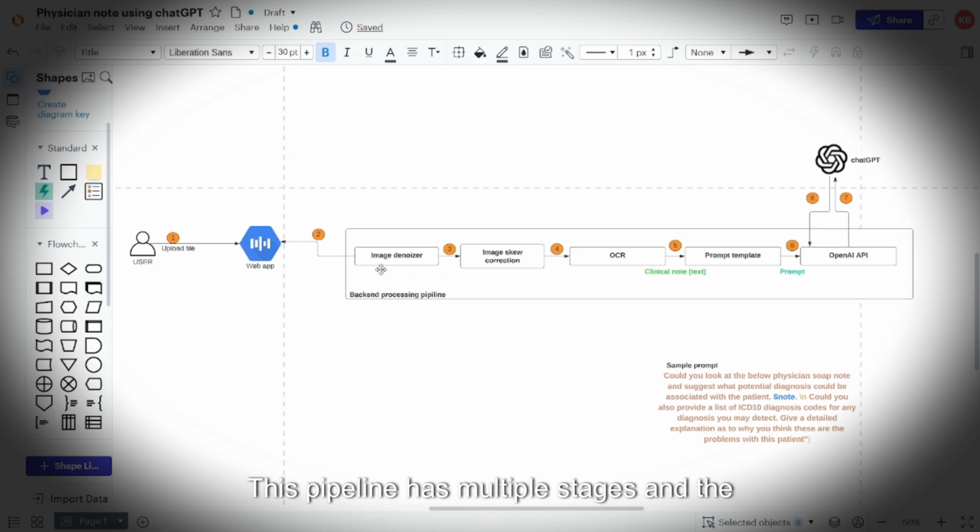In the first stage, the image is taken and the noise is removed from the image. Then the image is corrected for orientation, so skew correction is being done, and then it is fed to an optical character recognition module. The output of this OCR engine is the clinical note, the actual text that's embedded inside the image.